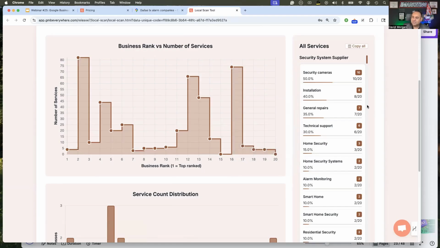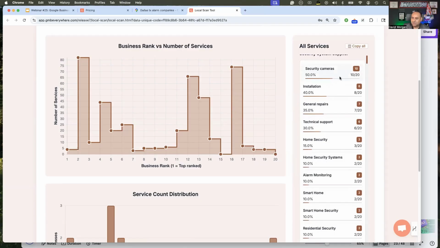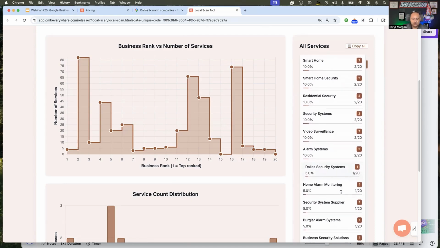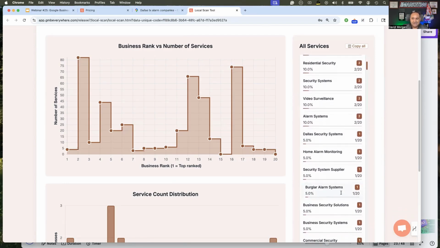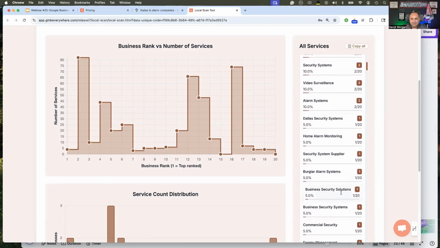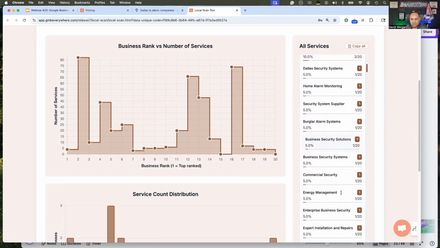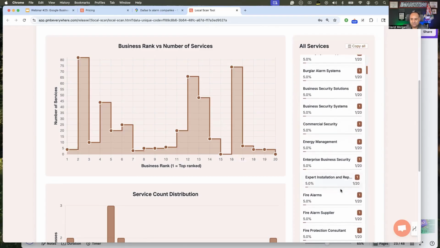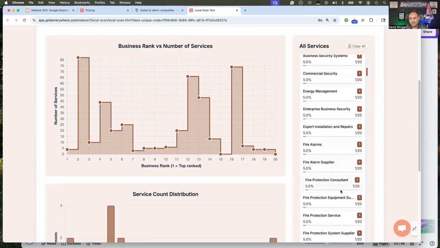So let me just show you really quick here at a high level. Security cameras installation, general repairs, technical support, home security systems, alarm monitoring, smart home security, residential security. I'm purposely reading these out loud, and I want you to see them visually, so that you can get an idea as to what are some of the services that you're providing, if that makes sense. So take all these things into consideration. Dallas Security Systems, fire alarm support, flyer, so on and so forth.